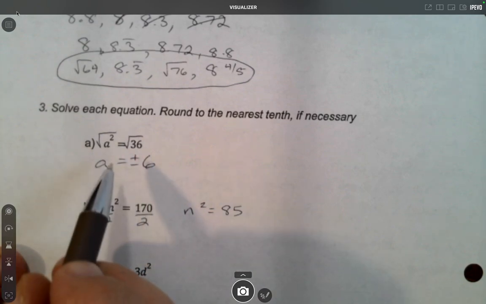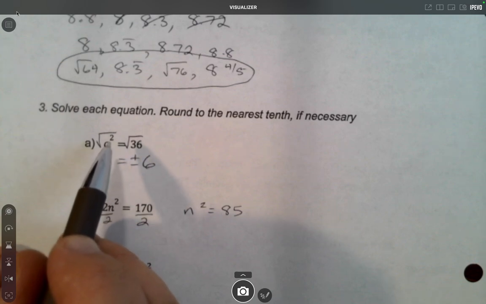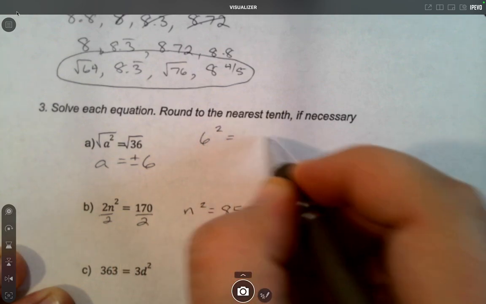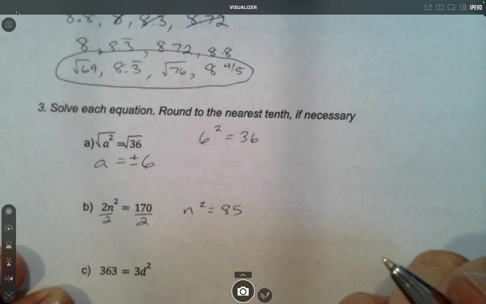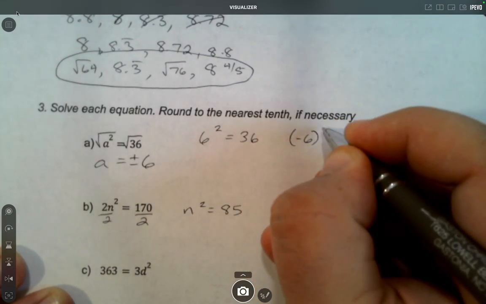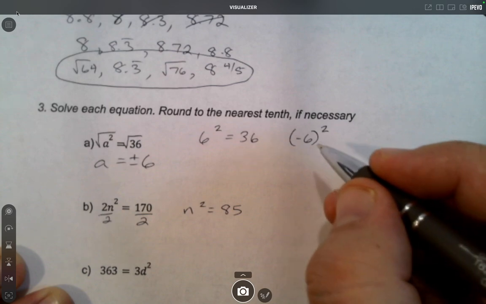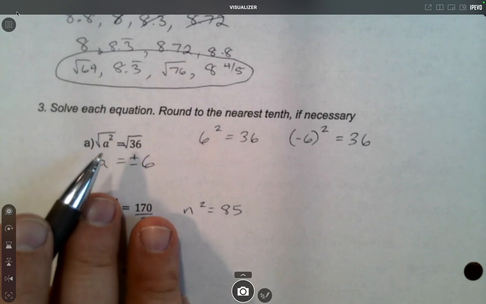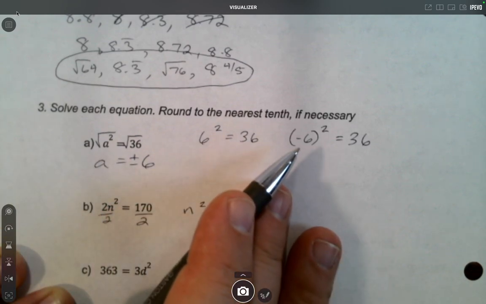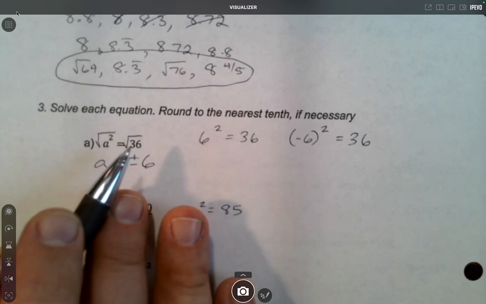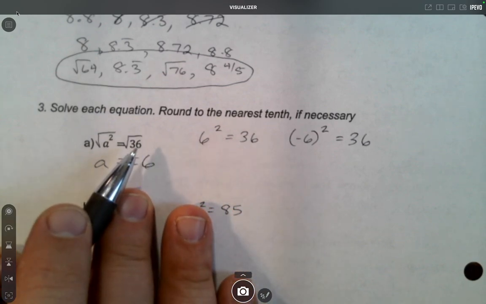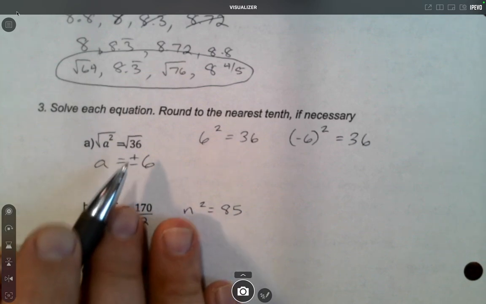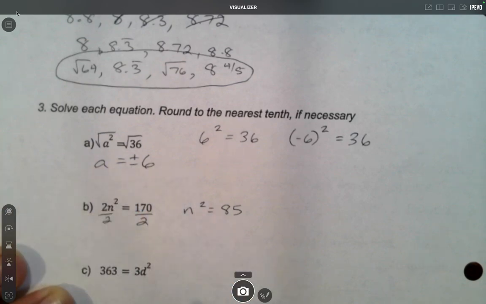And here's why. We know whatever a is, when we square it, we get positive 36. Well, if I plug in 6 and square it, that gives me 36. When I plug in negative 6 and square it, negative 6 times negative 6 is also positive 36. So we have no way of knowing if a was originally positive 6 or negative 6, because both of those will give us the same result. So we have to put that a is equal to plus or minus 6. We're saying it could be either one. We don't know which.